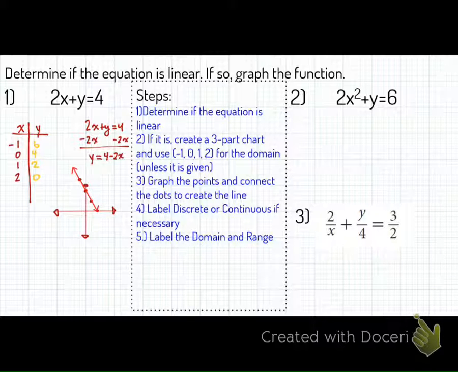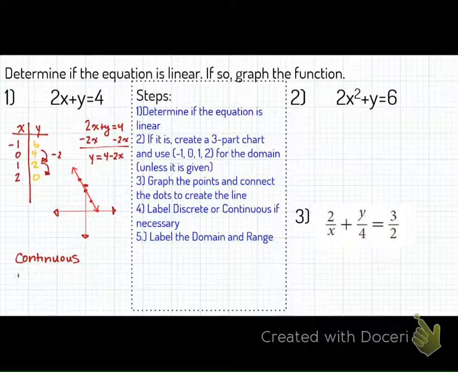So step 4 now, we're not done yet. If you look at step 4, it says label discrete or continuous if necessary. So we know that this is continuous, right? Because the points are all connected. We notice that it's going down by 2. How much is it changing every time? Well, it's changing by -2, right? So it's definitely continuous. That's our difference.